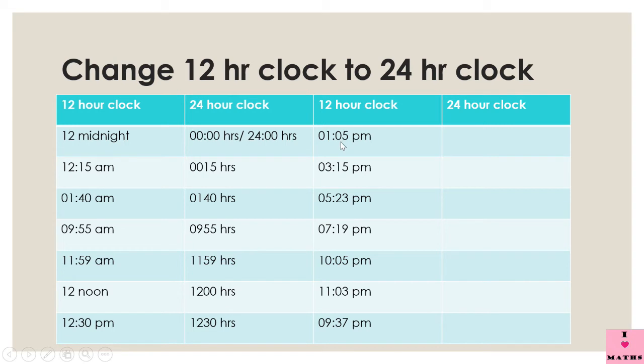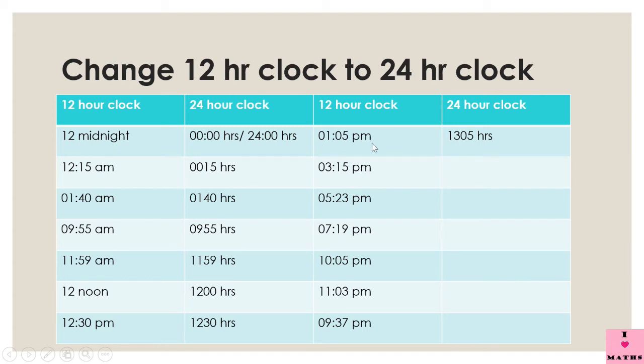And when did the day start? The day started at 12 midnight. So 1 p.m. is the 13th hour after the day started at 12 midnight. So this is written as 1305 hours. Now children, 1 p.m.